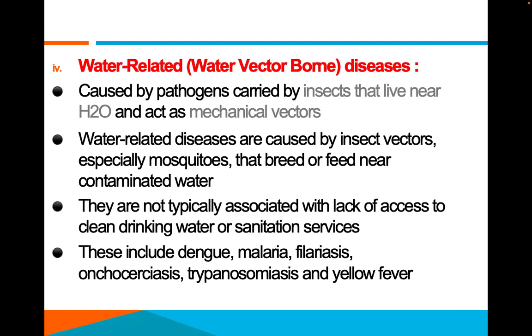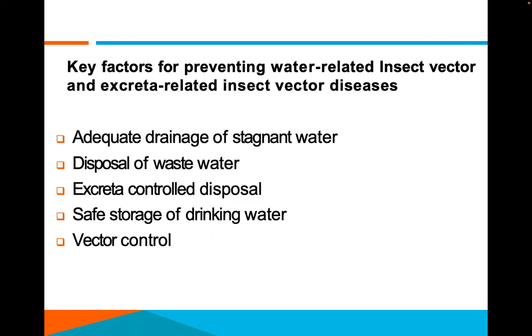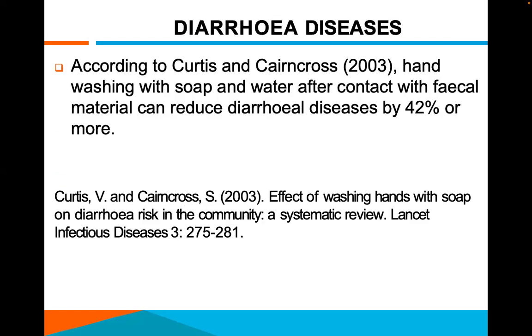Water-related diseases, that is the water vector-borne diseases, are diseases caused by pathogens carried by insects that live near water. They act as mechanical vectors. Water-related diseases are caused by insect vectors that include our own mosquito. They are not typically linked with lack of access to drinking water or sanitation services. These include dengue, malaria, filariasis, onchocerciasis, trypanosomiasis, and even yellow fever. Vectors related to the disease include mosquitoes, flies, larvae, fleas, and even some ticks. Key factors for preventing water-related and excreta-related insect vector diseases are adequate drainage of stagnant water, disposal of wastewater, excreta disposal control, safe storage of drinking water, and even vector control.